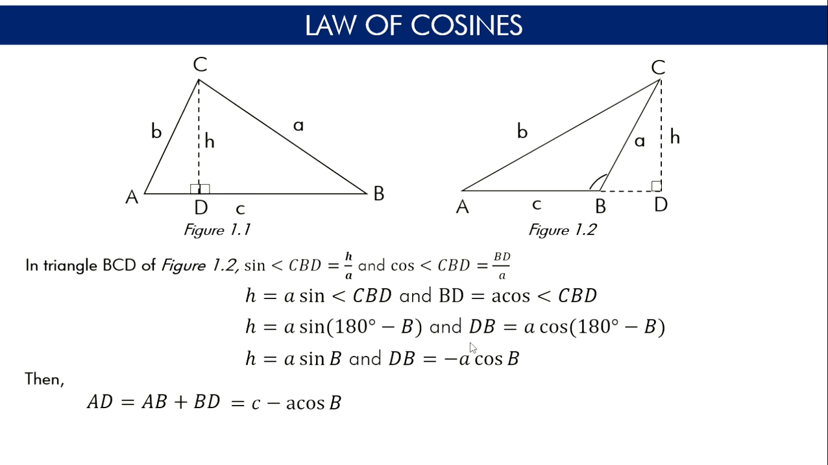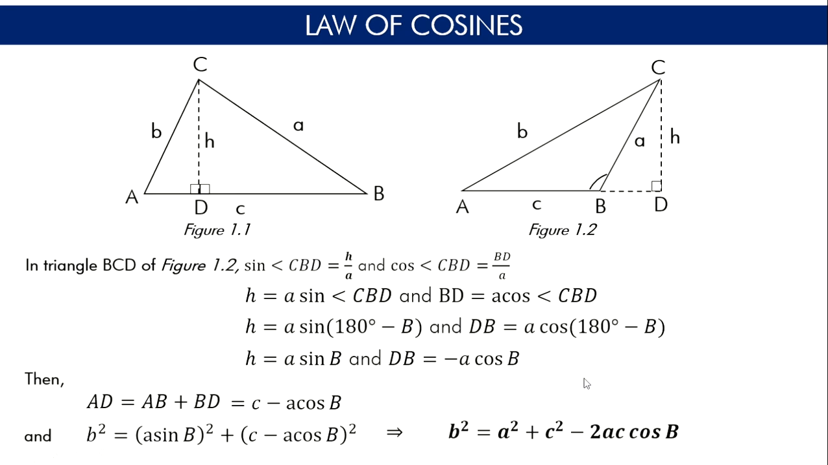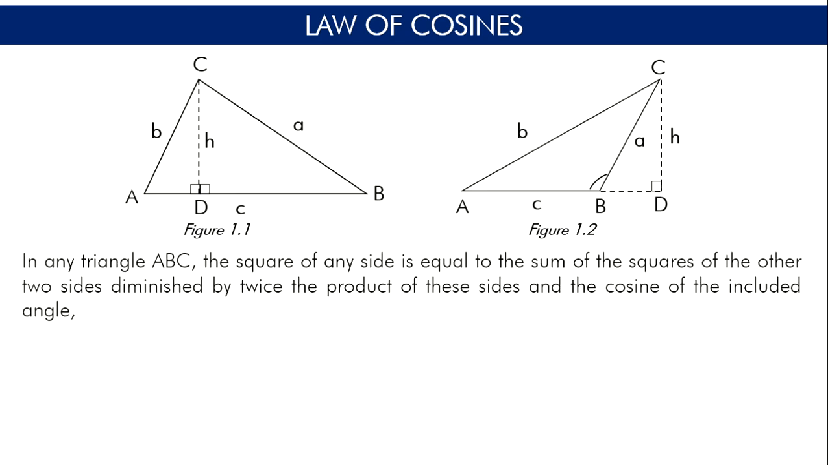Then if we substitute that into our equation, we'll obtain b squared is equal to a sine B, which is our h, squared, plus (c minus a cosine B) squared, which is the same as our previous solution in figure 1.1. And we'll obtain b squared is equal to a squared plus c squared minus 2ac cosine B. So from that, we obtain the law of cosines.